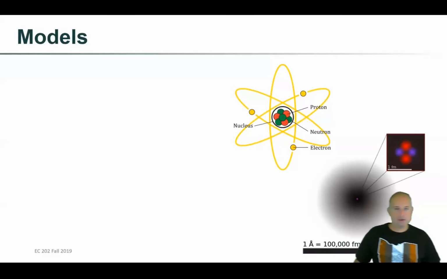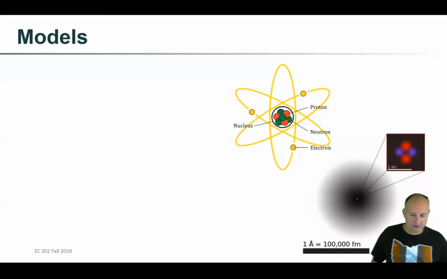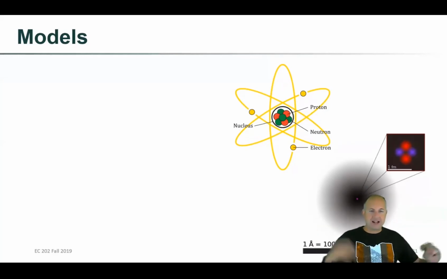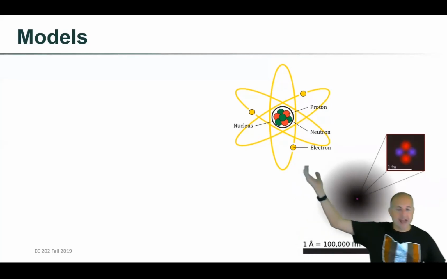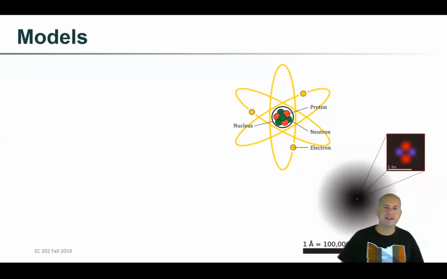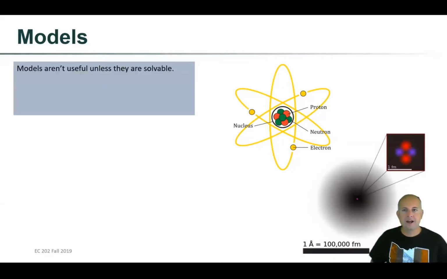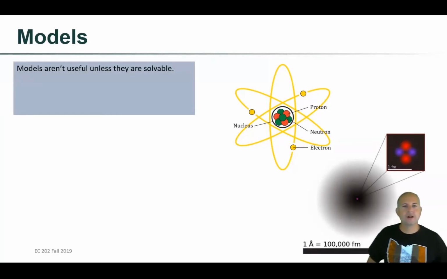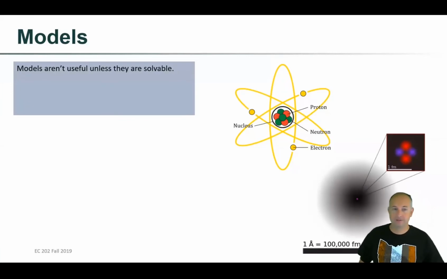But for what we're trying to do, what you're doing in high school is learning how sodium and chloride come together and bond and make salt. So for that, this is a perfectly adequate model. In fact, models aren't useful unless they are solvable, right? If I give you this model when you're in high school, there's really not much to do with it. I saw it when I was in college and I couldn't do anything with it.